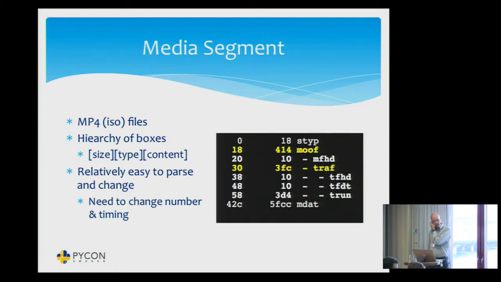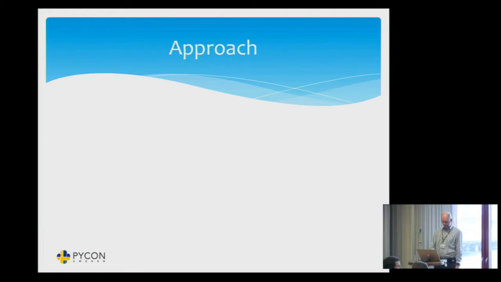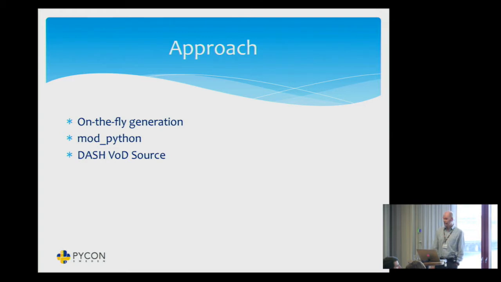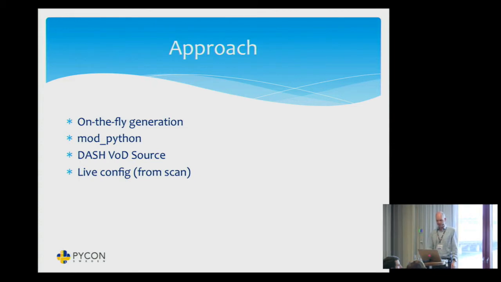And what we need to do to make a live stream is to make sure that the sequence number of each segment is increasing all the time, and that the timing is correct. So the approach I've taken in this simulator is on-the-fly generation of everything. I'm using mod_python with Apache, and I start with a Dash VOD source, which is 1 hour long. And then I have a configuration file, in which I know something about the sequence because I scanned through it. I check how many segments there are, how long they are, and a lot of things like that.